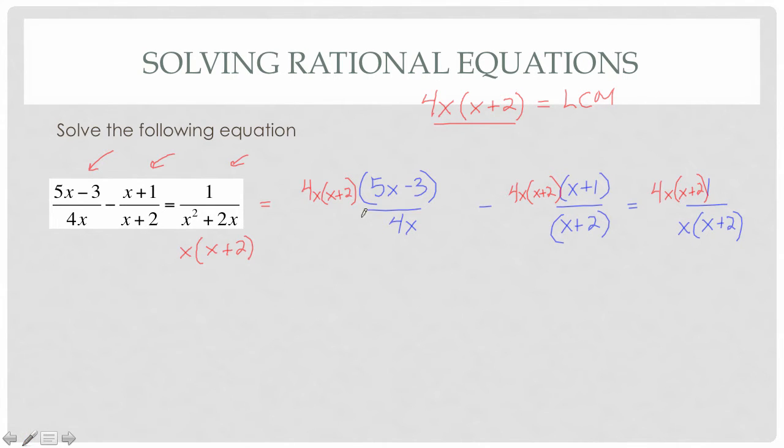Here's why it works out really nicely. The 4x divides out with this 4x, leaving just x plus 2 times 5x minus 3. This x plus 2 divides out with that x plus 2, leaving 4x times x plus 1. And this x and x plus 2 divide out with that x and that x plus 2, leaving just 4. I like that one the best. There's my new equation with no fractions.